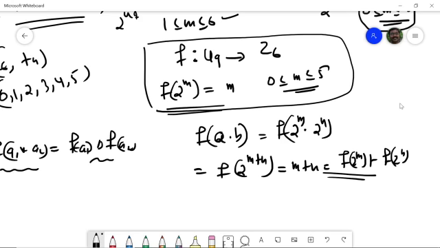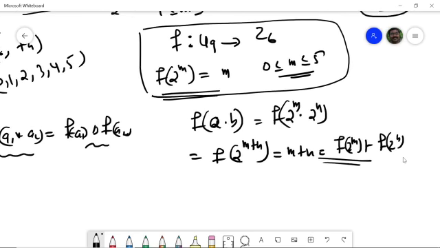You just take every element as 2 raised to m and you define the function as f of 2 raised to m as simply m. So this is basically a homomorphism, and you can also see that this is also an isomorphism. Why is it called an isomorphism? Because it will be both 1-1 and onto.